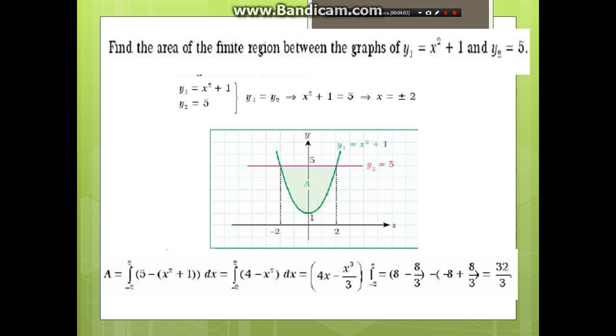Then we can find the definite integral between two limits, from minus 1 to 2. You see the solution of the integral. Answer 34/3.